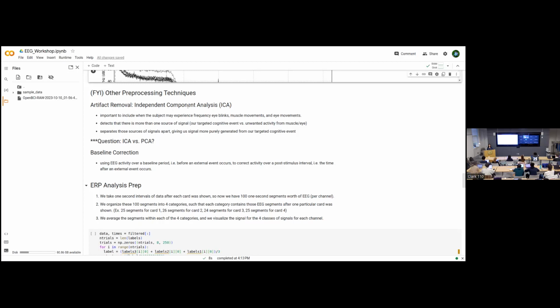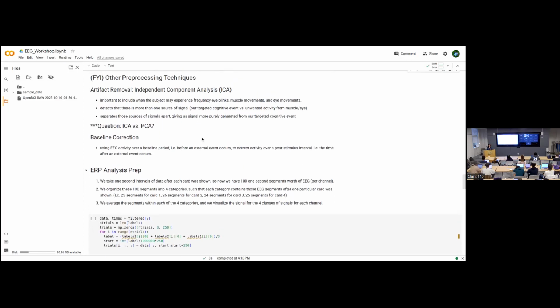So ICA is independent component analysis. You might have heard of something very popular called PCA, which stands for principal component analysis. ICA is sort of a version of that that does similar things, but it's actually quite different. It's able to separate signals contributed by different sources. For example, there's a spike from blinking, there can be spikes from muscle or sudden movement, and then there is the signal that we want from the cognitive task. ICA is able to separate those signals out and then subtract them from the channels.